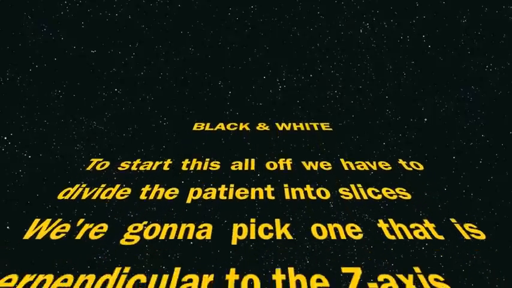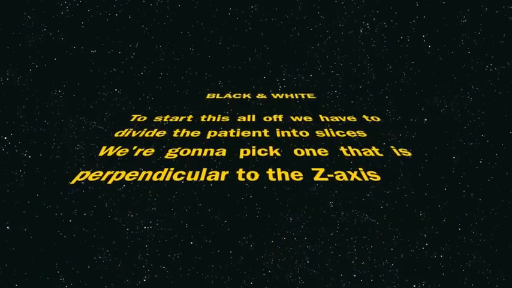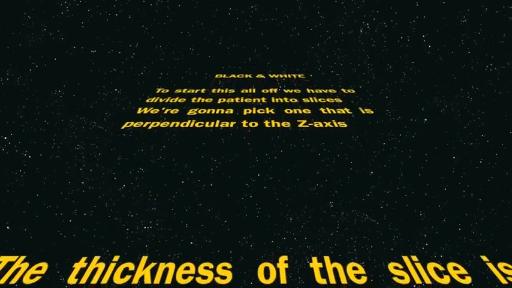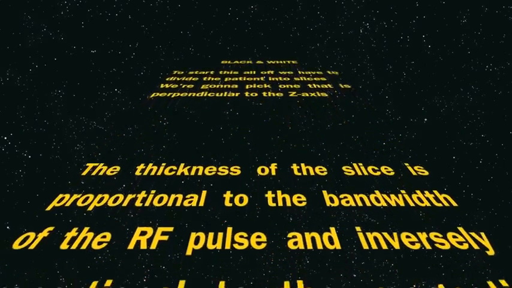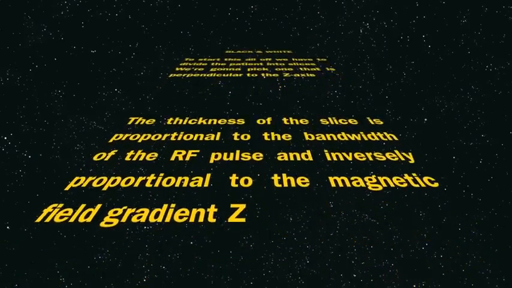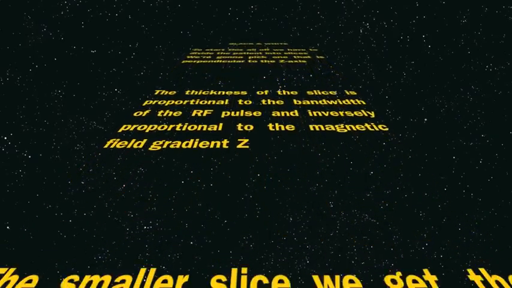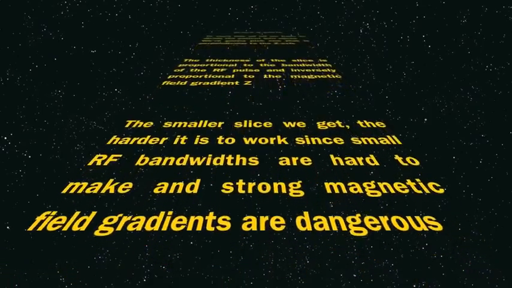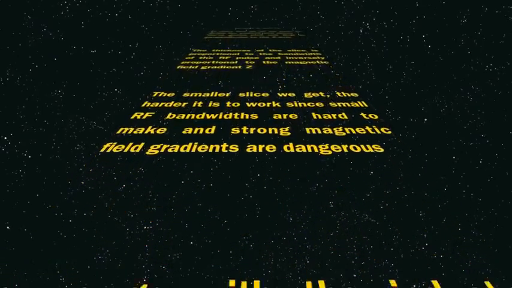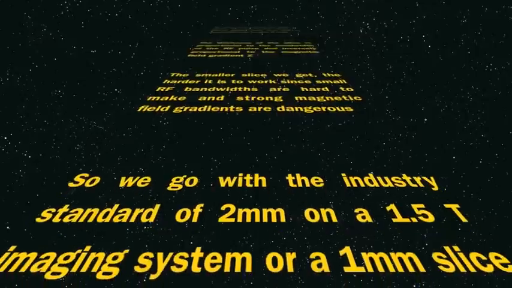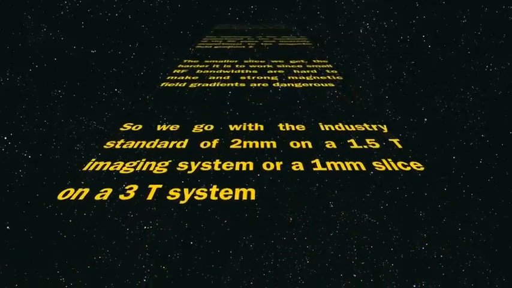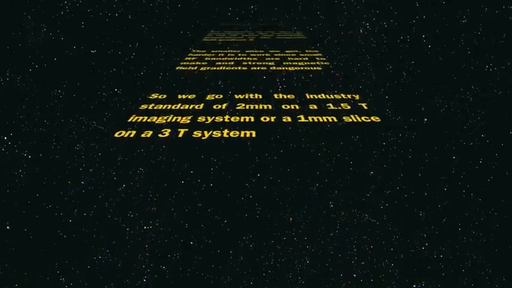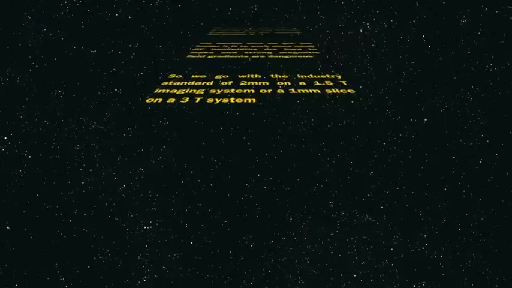To start this all off, we have to divide the patient into slices. We're going to pick one that is perpendicular to the z-axis. The thickness of the slice is proportional to the bandwidth of the RF pulse, and inversely proportional to the magnetic field gradient z. The smaller slice we get, the harder it is to work, since small RF bandwidths are hard to make and strong magnetic field gradients are dangerous. So we go with the industry standard of 2 millimeters on a 1.5 Tesla imaging system or a 1 millimeter slice on a 3 Tesla system.